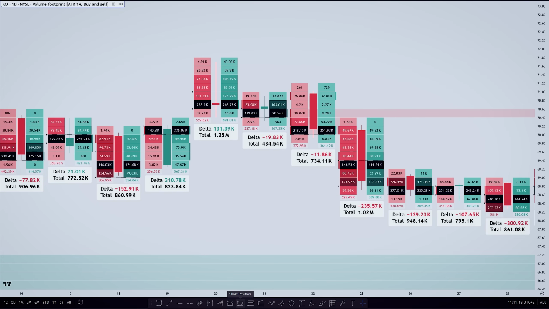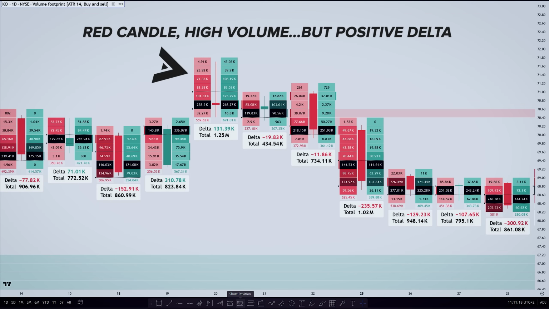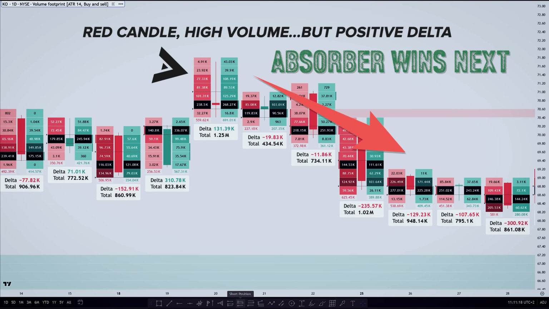Look for the visual signature. A wide footprint bar with big numbers on both sides. Lots of war, but tiny candle body. Little territory gained. That's a match that ends in a draw. But someone is about to lose. Usually, the side doing the absorbing wins next. They accumulate, and now they push.